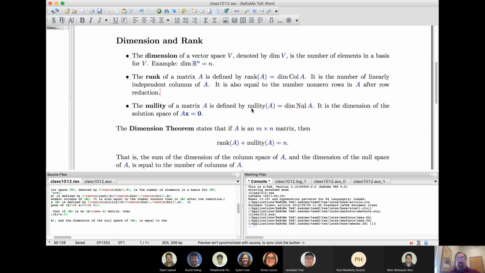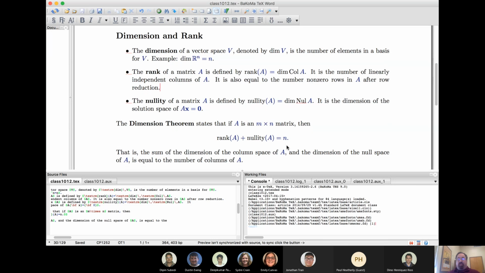Then the dimension theorem is a relationship between the rank and the nullity of a given matrix A. If A is a matrix with any number of rows and n columns, that's the key here, n columns, the rank of A plus the nullity of A is always equal to the number of columns. So it's a way to figure out one of these in terms of the other.